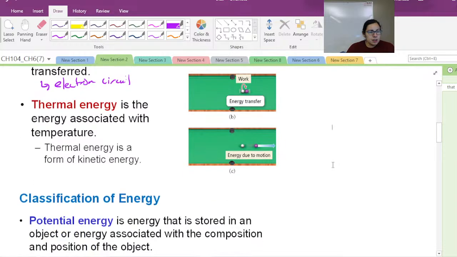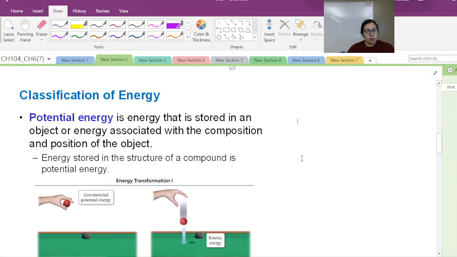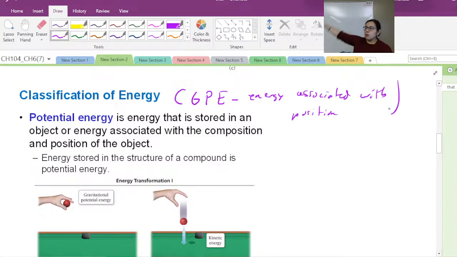Let's see. And then, of course, we'll also talk about potential energy. And usually you might be thinking of gravitational potential energy. So that's energy associated with a position in relationship to the Earth. So I'm holding my pen, and it has the highest amount of gravitational potential energy here. And then, of course, if I release it, that potential energy is converted to kinetic energy.